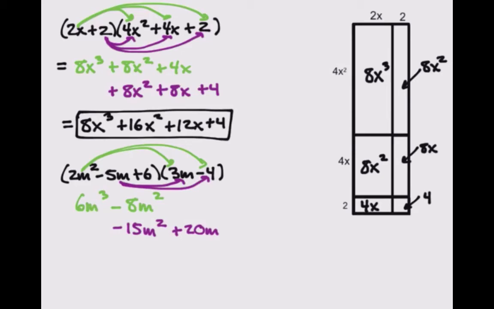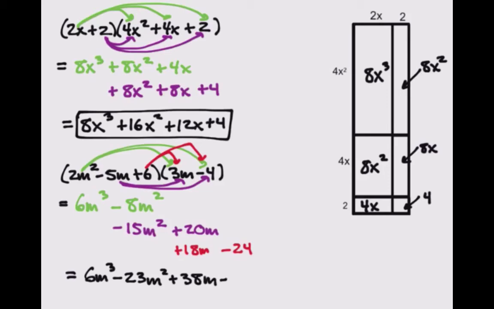And then I'm going to multiply the 6 by the 3m and the 6 by the negative 4. 6 times 3m is 18m, and 6 times negative 4 is negative 24. And so finding our final product will be no problem at all. Our final product is 6m to the third minus 23m to the second plus 38m minus 24.